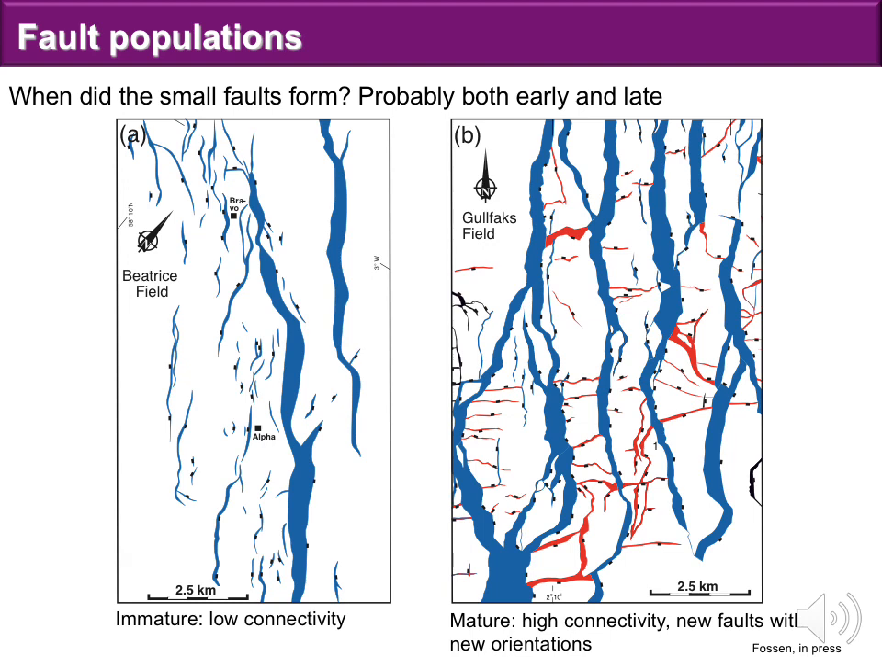On the right we have a more mature fault population, higher strain, and we can see a larger variety of orientations. And the red faults that are marked here are faults that formed relatively late, and we can see that the small late faults have different orientations to a large extent than the other faults and the main faults.